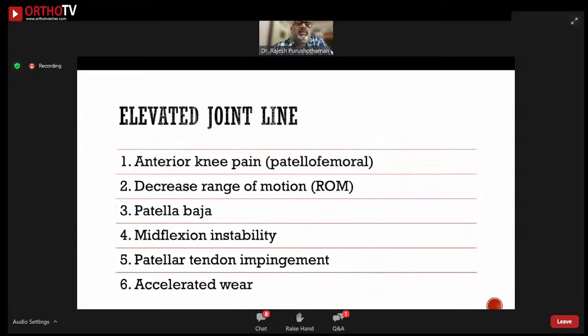If the joint line is elevated, it can lead to multiple problems like anterior knee pain. It can decrease the range of movement. It can lead to patella baja. It can lead to mid-flexion instability. It may also lead to patella tendon impingement, and this may result in accelerated wear and lead to early failure of the TKA.